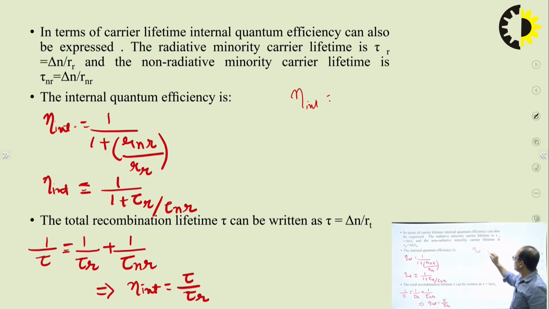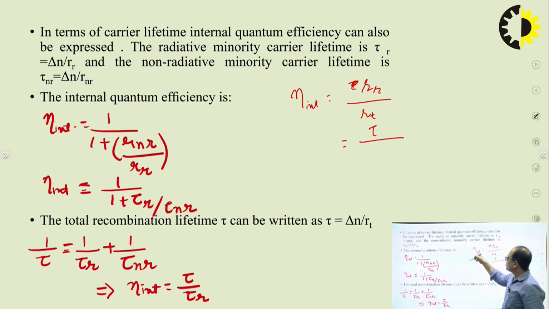So internal quantum efficiency can also be defined in terms of carrier lifetime. As we know the internal quantum efficiency equals RR by RT, the total recombination rate, which is per second. In terms of lifetime, RR can be written as 1 by tau R, and RT can be written as 1 by tau T. So internal quantum efficiency can also be defined as tau divided by tau R, in terms of these carrier lifetimes.